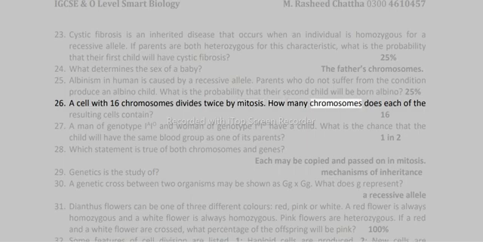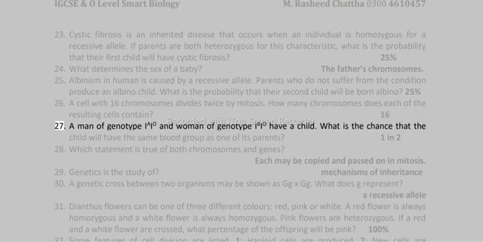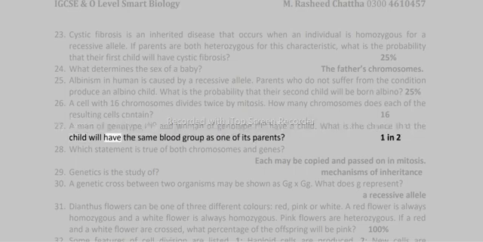How many chromosomes does each of the resulting cells contain? 16. 27. A man of genotype IA IO and a woman of genotype IB IO have a child. What is the chance that the child will have the same blood group as one of its parents?